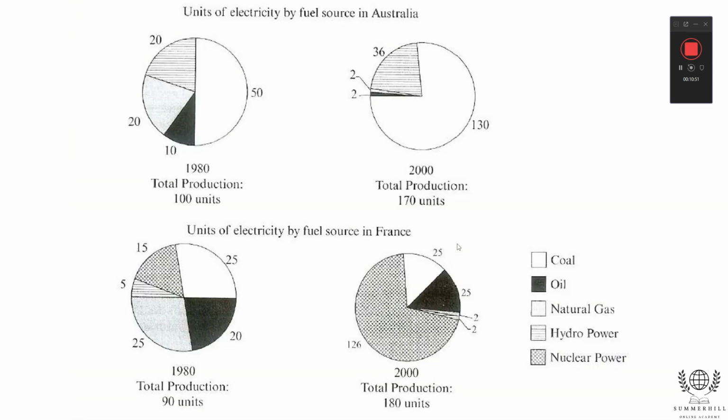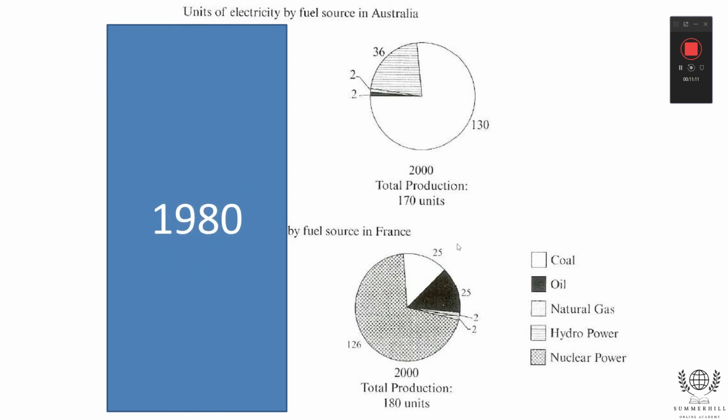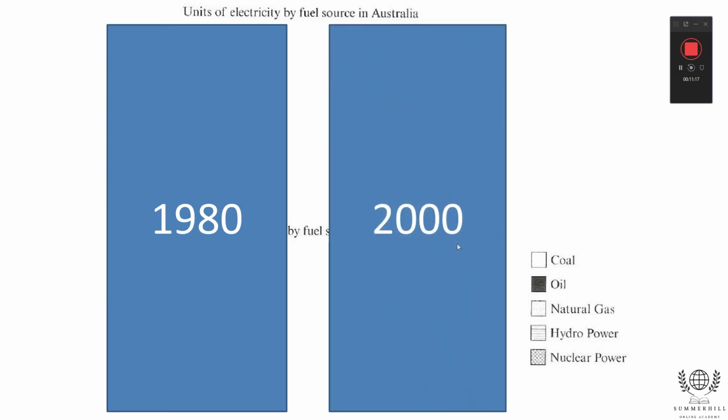It's good to plan. In this chart, we have 4 pie charts. We can see the sources of electricity in Australia in 1980 and 2000, and sources of electricity in France in 1980 and 2000. We could spend a paragraph talking about both Australia and France in 1980, and then both Australia and France in the year 2000.